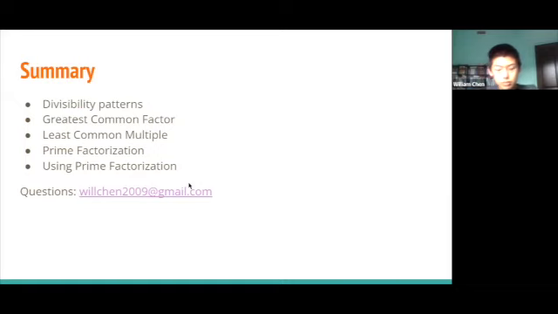Good job, everyone. In summary, the things we went over today are divisibility patterns, the greatest common factor, the least common multiple, prime factorization, and how to use prime factorization.